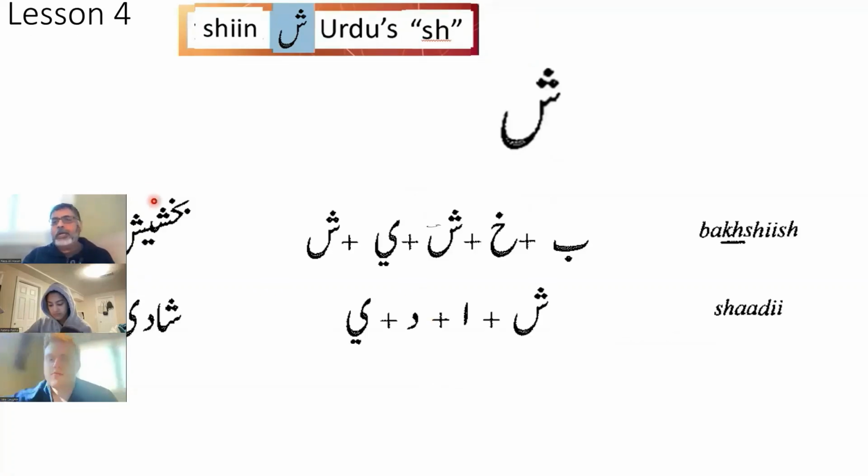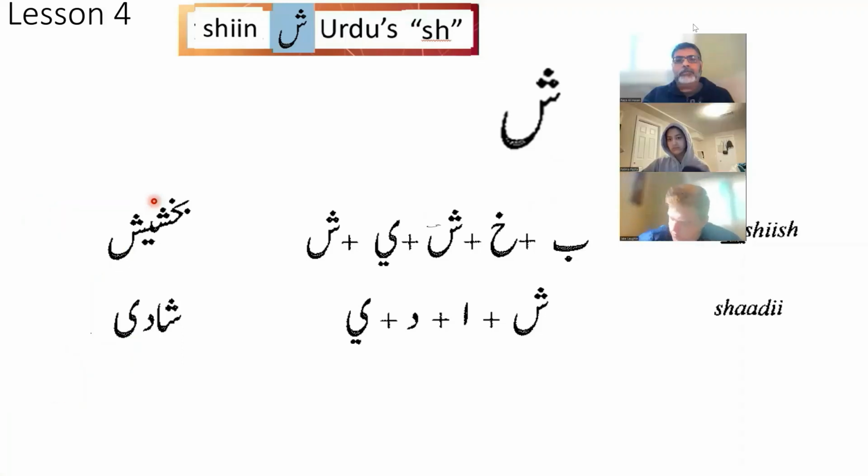Now we are looking at two vocabulary words. This one is bakshish. Yes, very good. And then shadi. Shadi. Okay, very good. Shadi at the club. No. All right. Shadi means marriage.